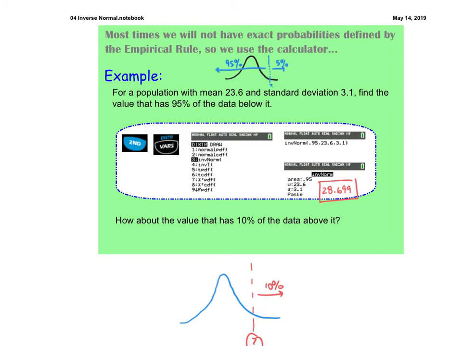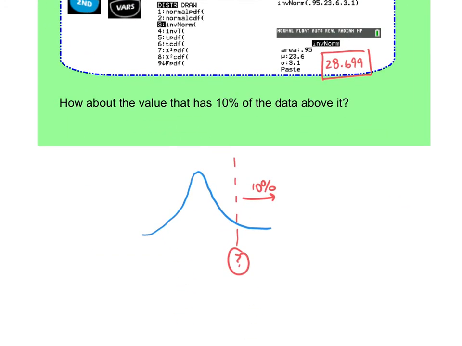So you can see that every problem could be asked two different ways here. So in this problem, it says 10% of the data above it. Well, what that means is that 90% of the data is below it. So if we were to fill this out, what I would do is put in 0.9. That would represent 90%, because I always think of it as the left of it. So I would say 0.9 because that's 90%. Then we would have our same average, which is 23.6, and our same standard deviation of 3.1.